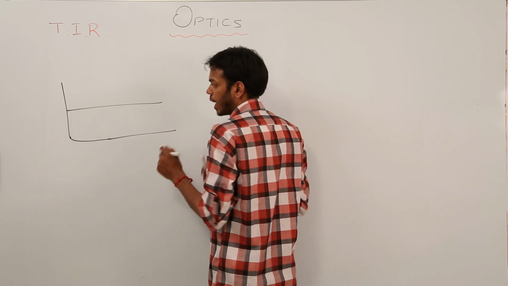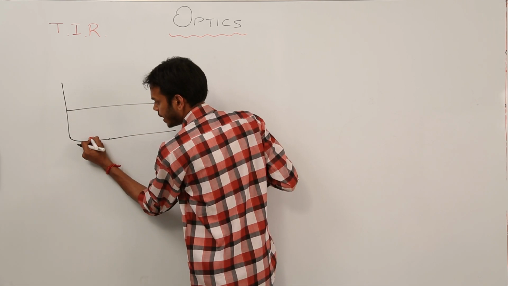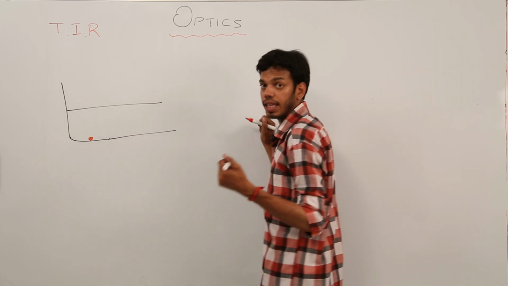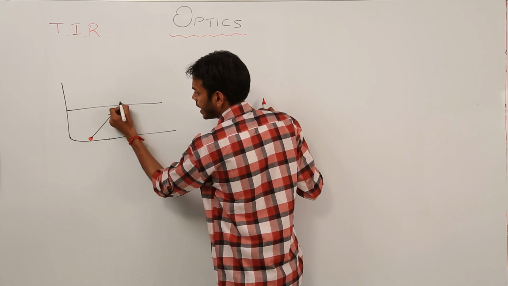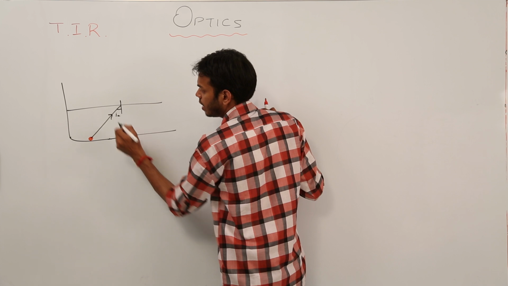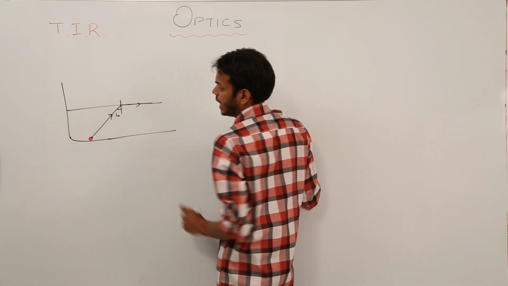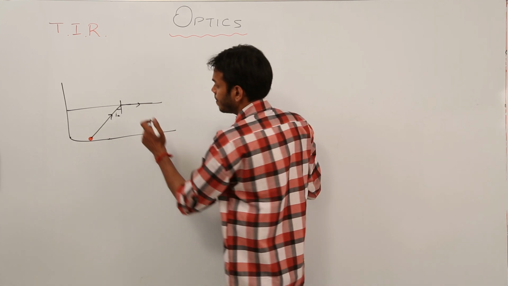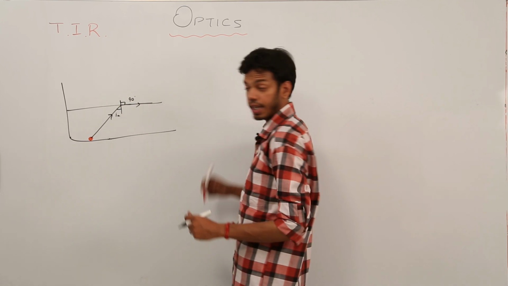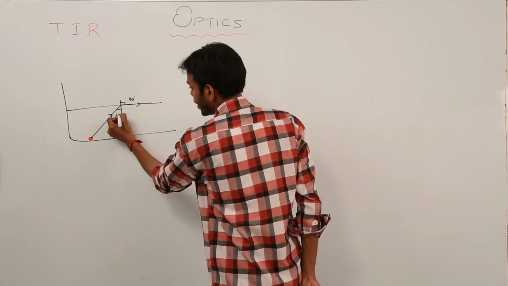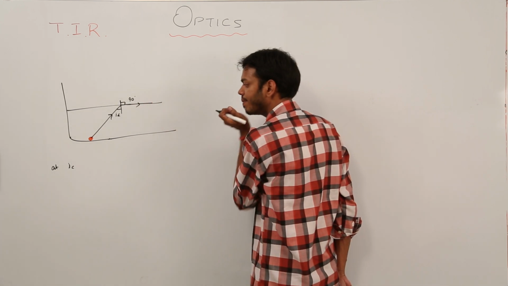I'll show you two things. First of all, I'm marking my object here. I'm taking the incident ray which is incident at the critical angle. So what will happen? The refracted ray will go along the surface, sorry, not the normal, along the surface. So this angle, which is actually the angle of refraction, is what? 90 degrees, right? So at the critical angle, you can write it.